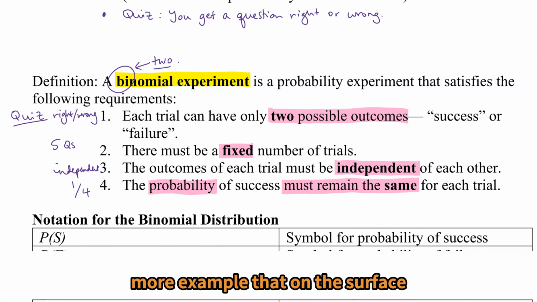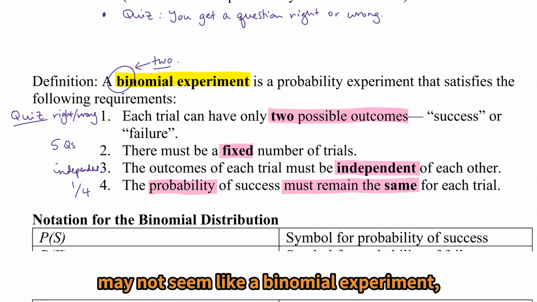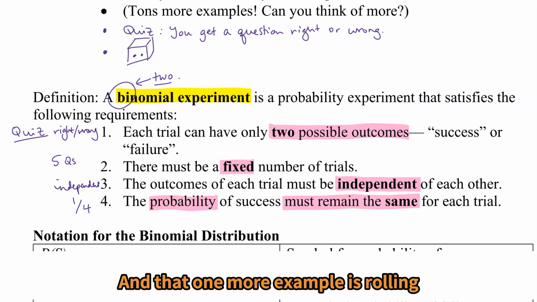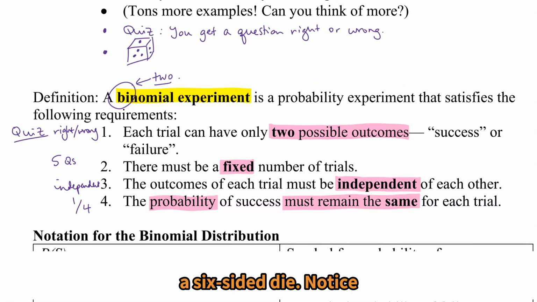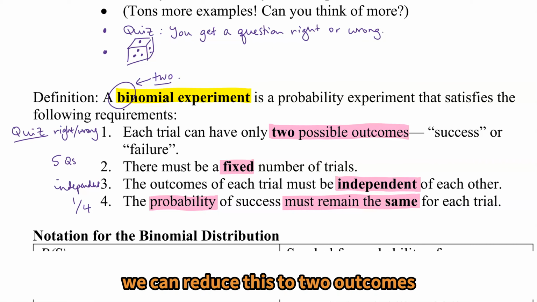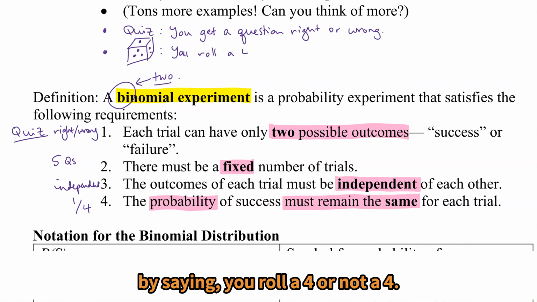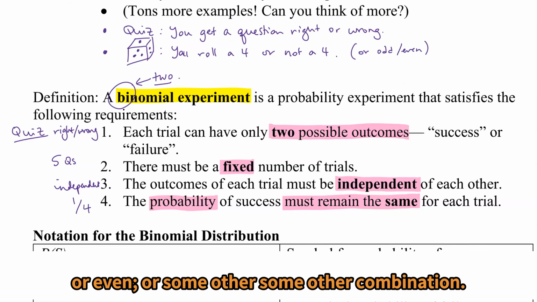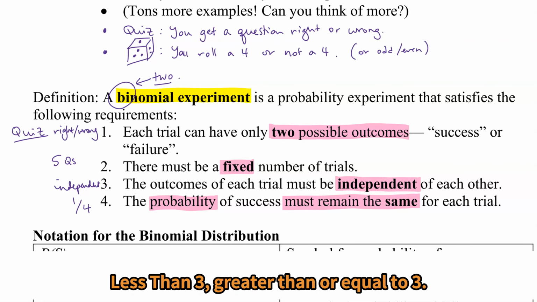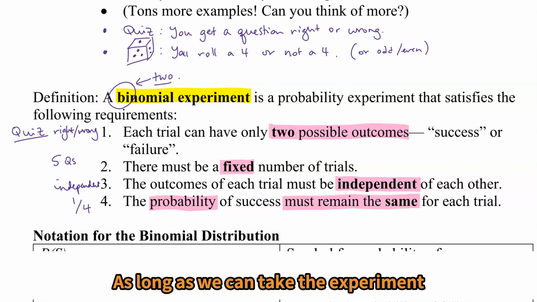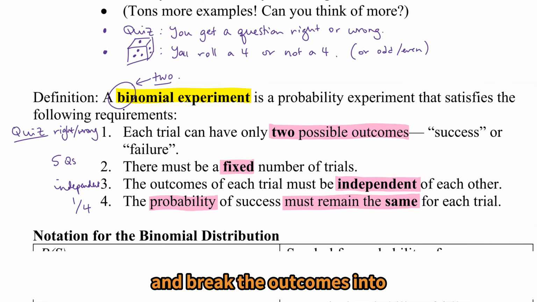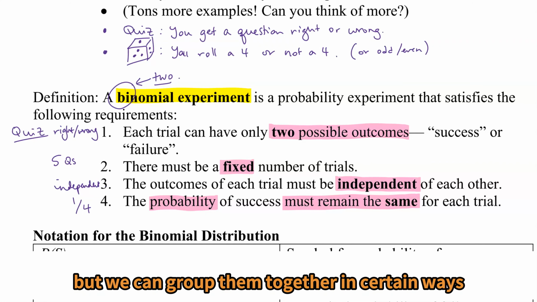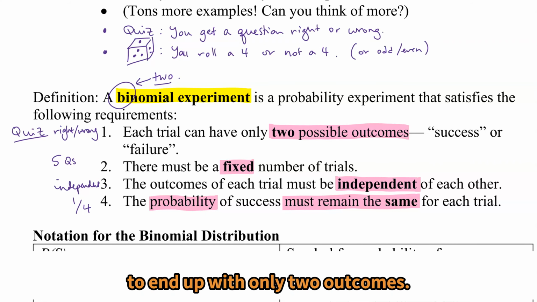I'll give you one more example that on the surface may not seem like a binomial experiment, but we can reframe it so that it is. That example is rolling a 6-sided die. Notice we can reduce this to 2 outcomes by saying you roll a 4 or not a 4, or you roll odd or even, or some other combination. Less than 3, greater than or equal to 3. As long as we can take the experiment and break the outcomes into 2 possible outcomes. In the rolling of a die, it has 6 outcomes, but we can group them together in certain ways to end up with only 2 outcomes.